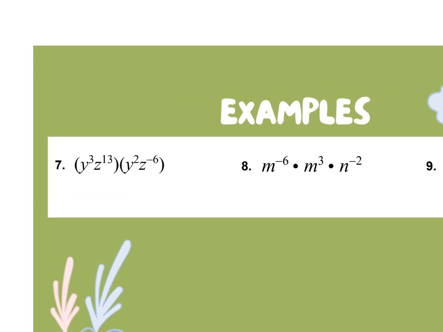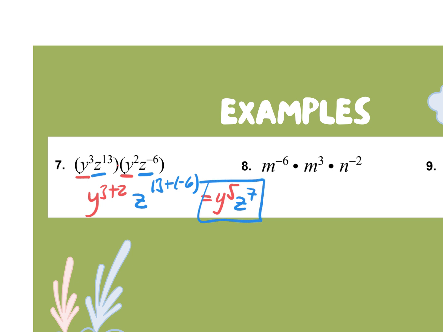When you have multiple variables, like in this case in number 7, I have a y and a z, you can still do the same thing just as long as you match your variables with the correct variable. So if I have a y, the y is of course going to go with the y. The z has to go with the z. So I'm going to have a y to the 3 plus 2, because we're multiplying here. And then I have a z to the 13 plus negative 6, which is going to get you a minus 6. So let's go ahead and combine these. We get a y to the 5th, and then z to the 13 minus 6 is going to be a z to the 7th power.